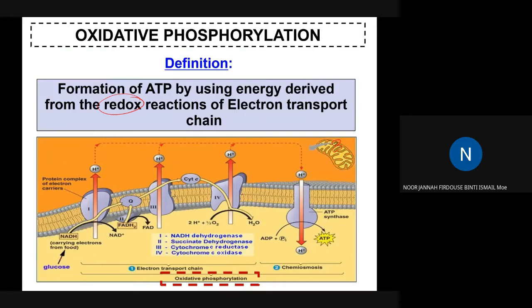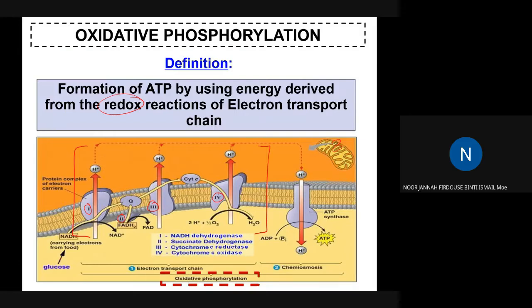Okay, so look at this diagram. These are the parts of the electron transport chain. We have number 1, number 2, number 3, and number 4. These numbers are labels of the complexes in the electron transport chain. So these are all proteins.